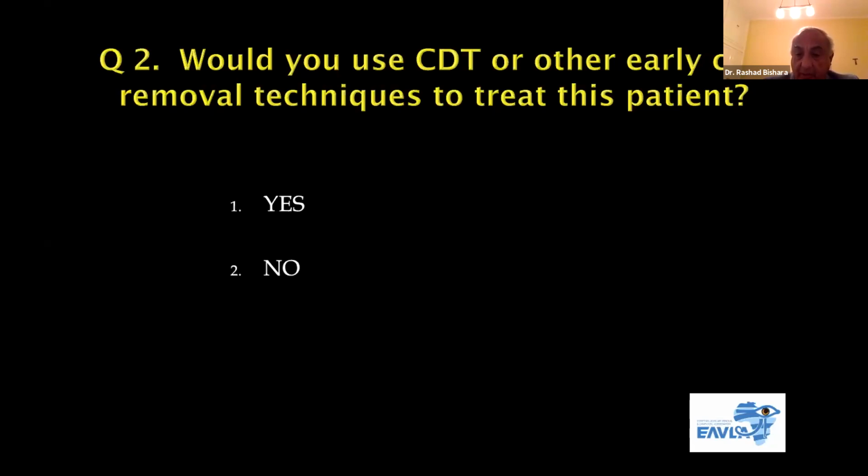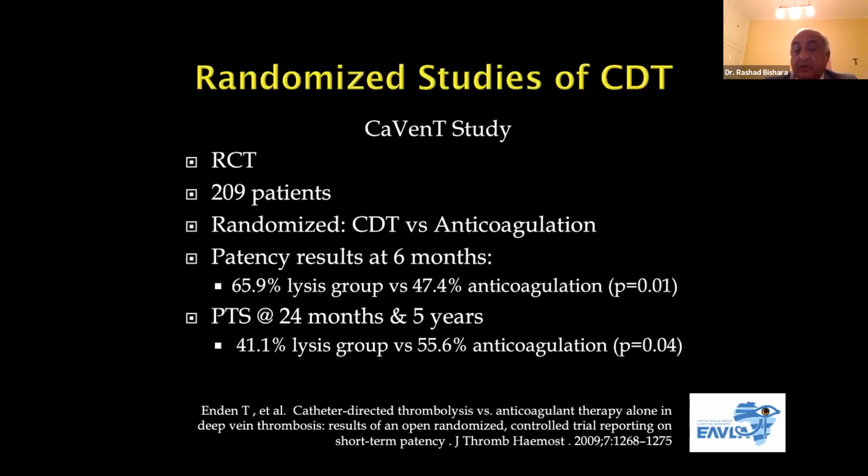Well, that's interesting, because of course we are all aware of the recent randomized controlled trials, the most important of which is the CAVENT trial. That's a randomized controlled trial of 209 patients who were randomized into catheter-directed thrombolysis versus anticoagulation. The patency results at 6 months were in favor of lysis, 65.9% versus 7.4% for anticoagulation. This was significant. It was also in favor of lysis in terms of post-thrombotic syndrome at 24 months, and this result was maintained up to 5 years. Only 41% of the lysis group versus 55% of the anticoagulation group, and this was significant.